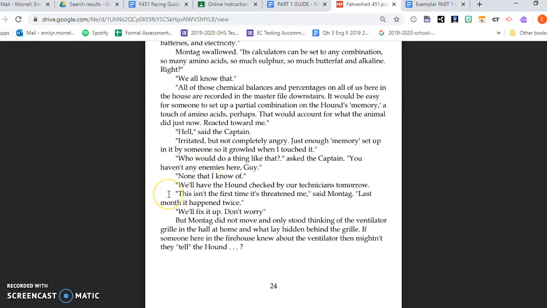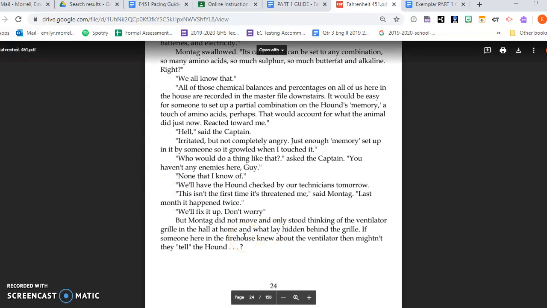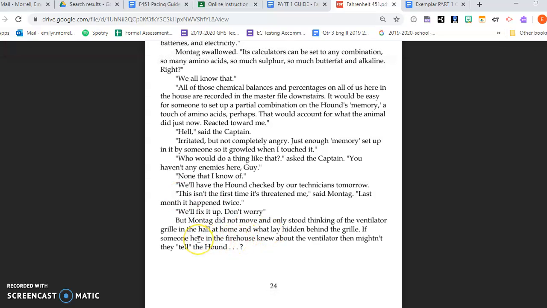We'll have the hound checked by our technicians tomorrow. This isn't the first time it's threatened me, said Montag. Last month, it happened twice. We'll fix it up, don't worry. But Montag did not move, and only stood thinking of the ventilator grill in the hall at home and what lay hidden behind the grill. If someone here in the firehouse knew about the ventilator, then mightn't they tell the hound?